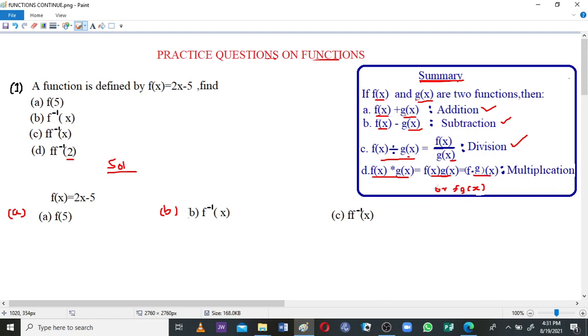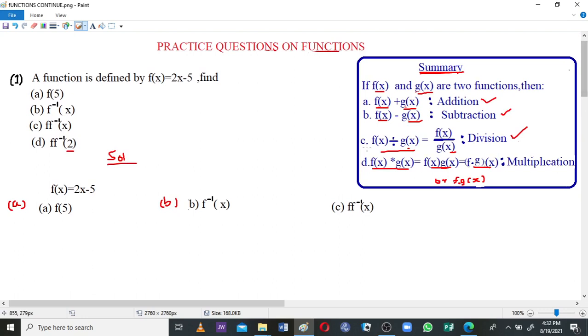Now the other notation which is used for multiplication of two functions is like in this case where we have functions f(x) and g(x). Multiplication can be denoted by (fg)(x), with x inside the brackets. So let's see how that applies as we solve our questions here.